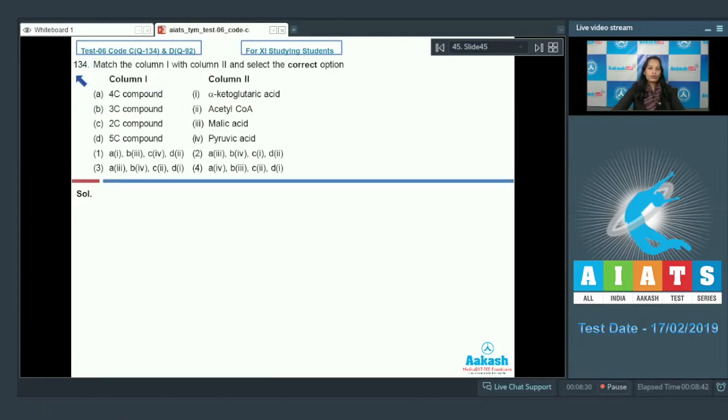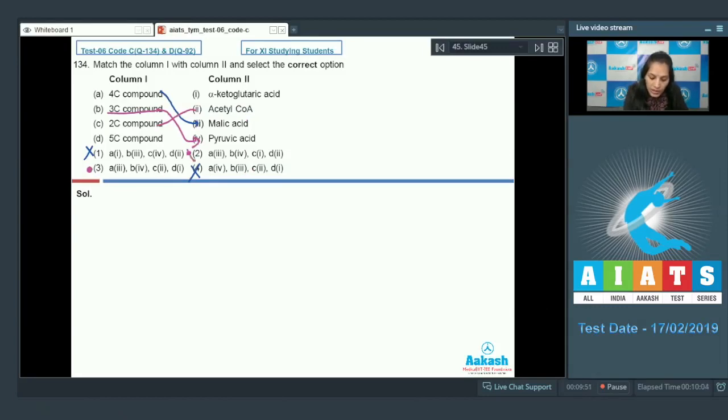Question number 134. Match column 1 with column 2 and select the correct option. A is a 4C compound. Malic acid is a 4C compound. So A matches with 3. So options number 1 and 4 are ruled out. Now B is a 3C compound. Pyruvic acid is a 3C compound, which is the end product of glycolysis. So B with 4. Still there's a fight between option number 2 and 3. We cannot eliminate one of them. C is a 2C compound. Acetyl coenzyme A is a 2C compound, and it is the final product of the transition or the link reaction. So C matches with 2.